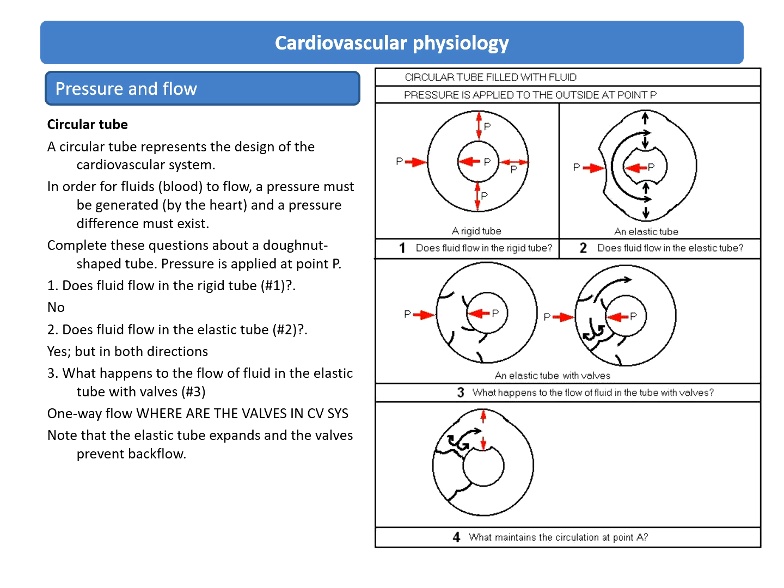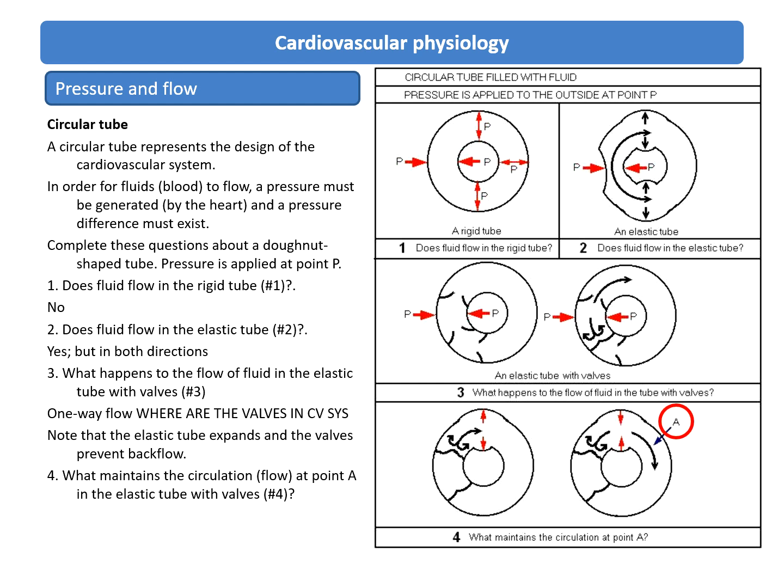Note that the elastic tube expands and the valves prevent backflow. What maintains the circulation at point A in the elastic tube with valves? The elastic recoil of the tube. This is a critical idea that we'll come back to on many occasions as we progress.